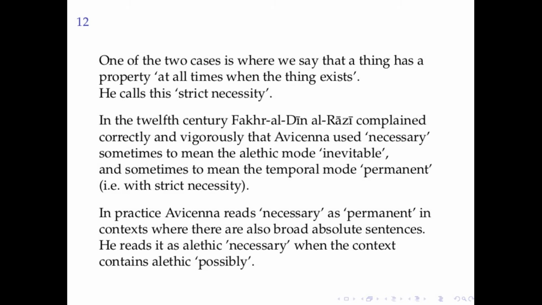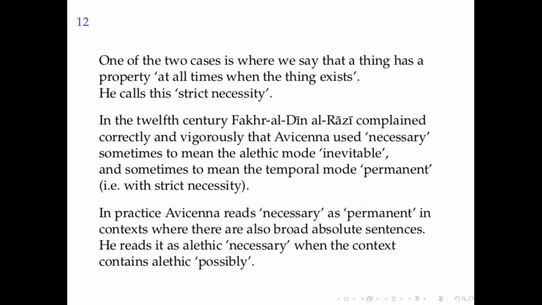In fact, it's usually pretty straightforward to tell which he means by seeing the way the argument is going. And there is an easy test here. If the context contains a temporal quantifier like sometimes, then Avicenna is using necessary to mean permanently or always. On the other hand, if the quantifier possible is sitting around in the context, and then when Avicenna says necessary, he means inevitable.